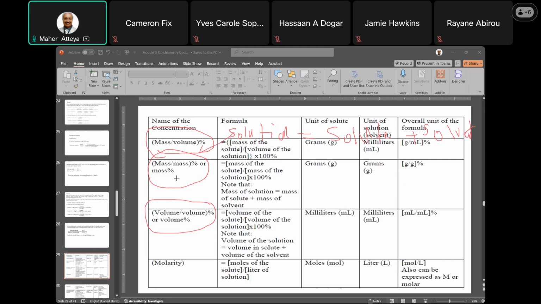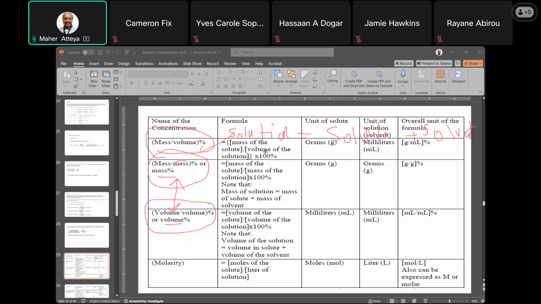Those two you have to watch: volume to volume and mass to mass. Sometimes they call mass over mass the mass percentage, and sometimes they call volume over volume the volume percentage. It's different from mass over volume. We have to be careful about this, because when I say volume of the solute to volume of the solution, I include the volume of the solute inside the solution.